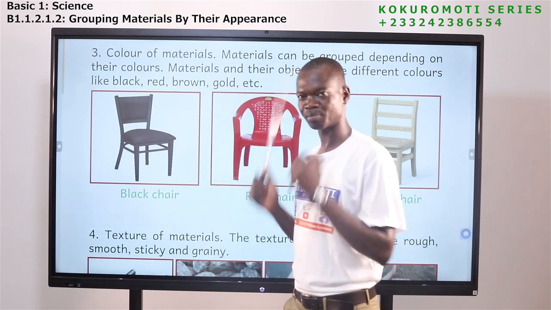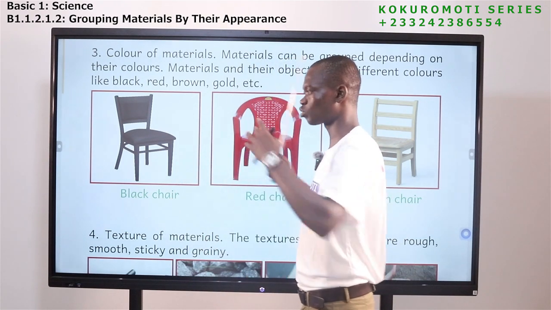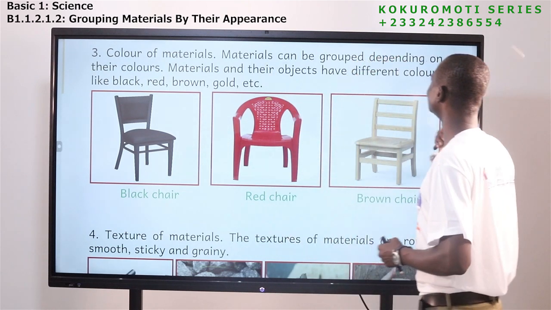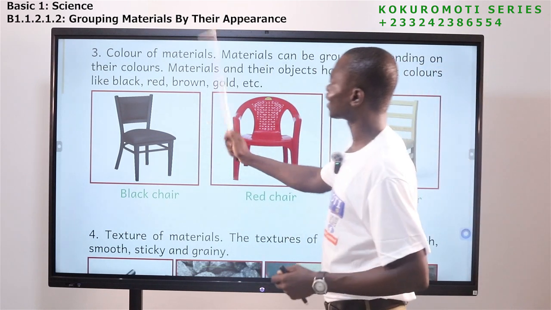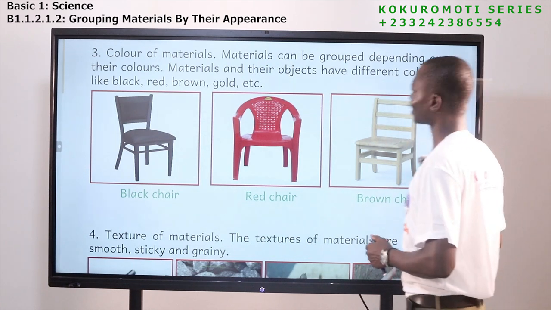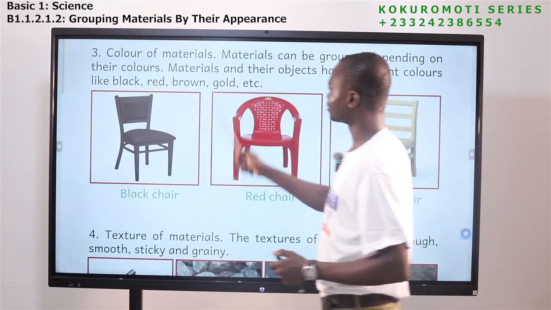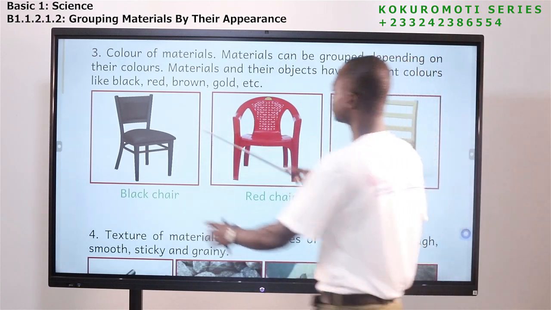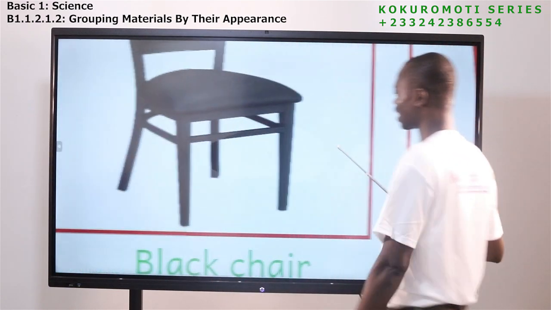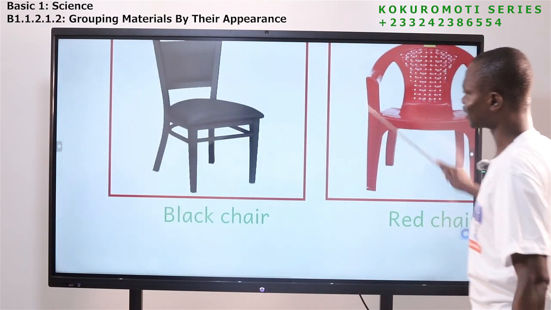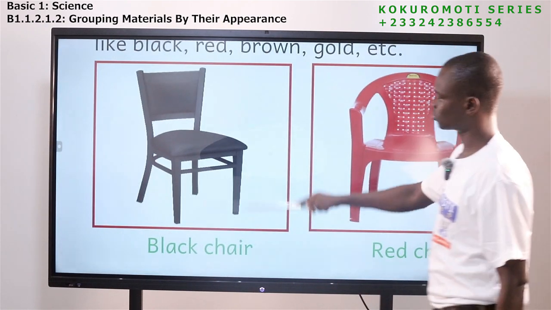So we are talking about appearance, how they look like, the outward part of it that we can see. Materials can be grouped depending on their colors. Materials and their objects have different colors, like black, red, brown, gold, and the rest. If you look at these three chairs, you see that they are all chairs, but the colors are different.